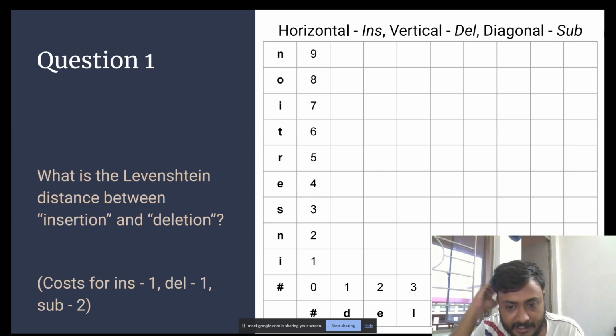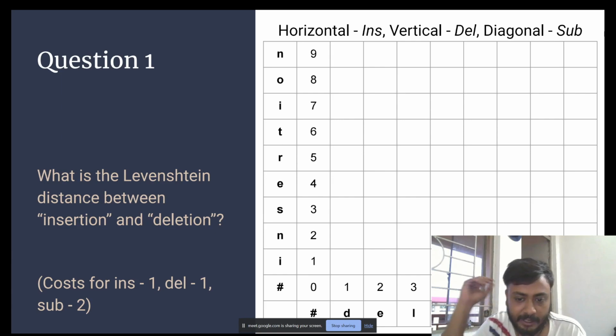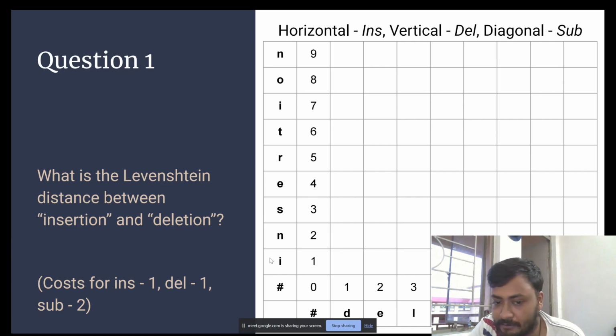Now I guess you know the rule of how to update the table, like how to update each box. Does any of you know what the formula for that is? You can unmute and respond, any one of you.